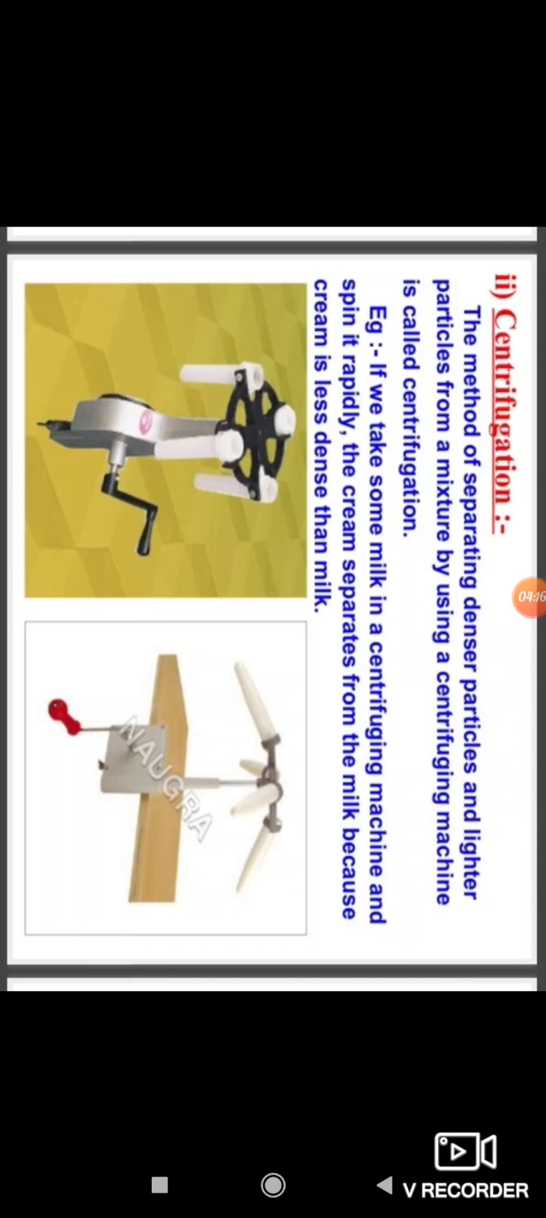For example, if we take some milk in a centrifugation machine and spin it rapidly, the cream separates from the milk because the cream is less dense than the milk. So that is the process of separating the components of a mixture. That method is the centrifugation method.